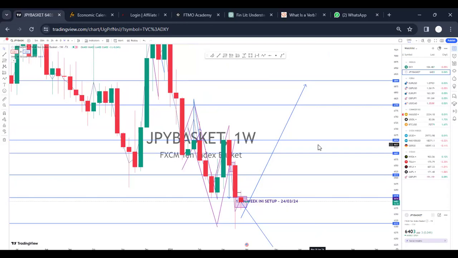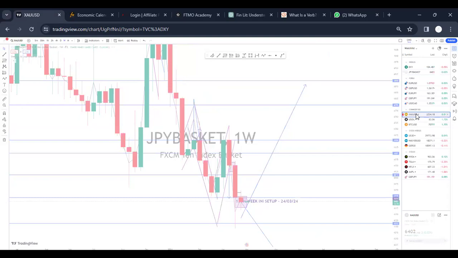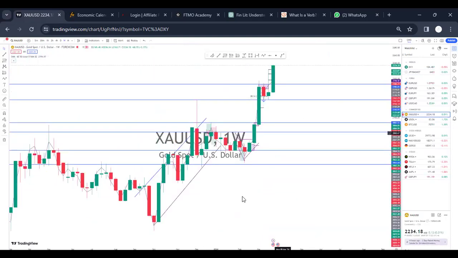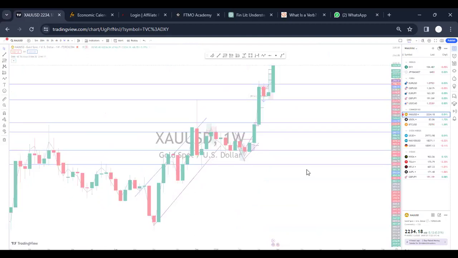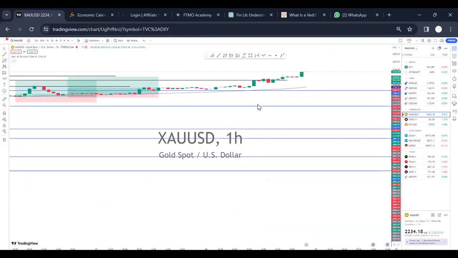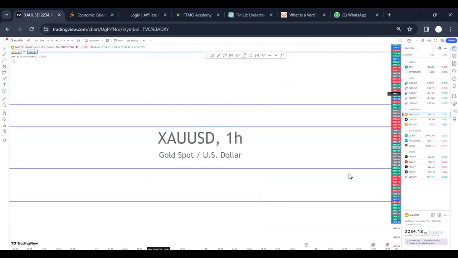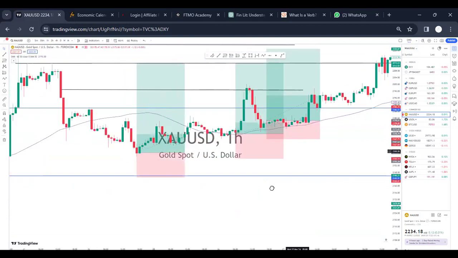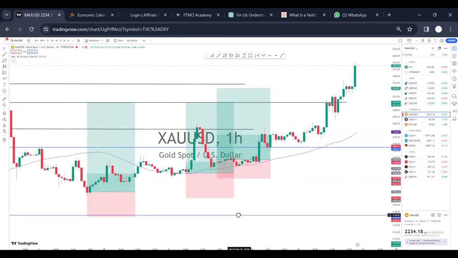So that is it. Now let's have a short analysis on gold. Like I say always, I trade gold because of DXY. I trade gold because of the massive movement on DXY.